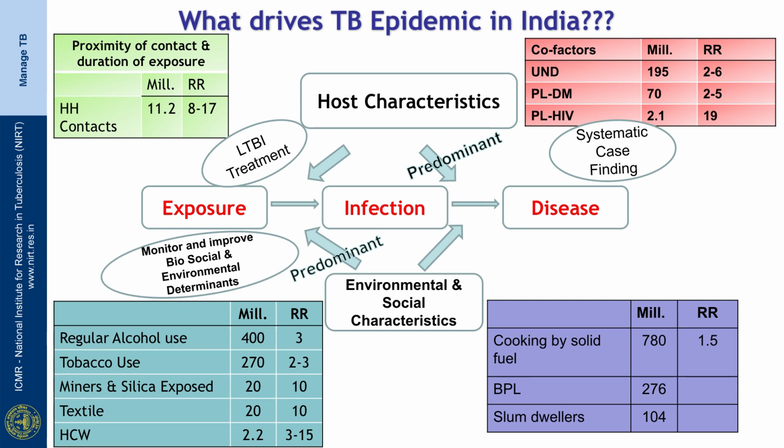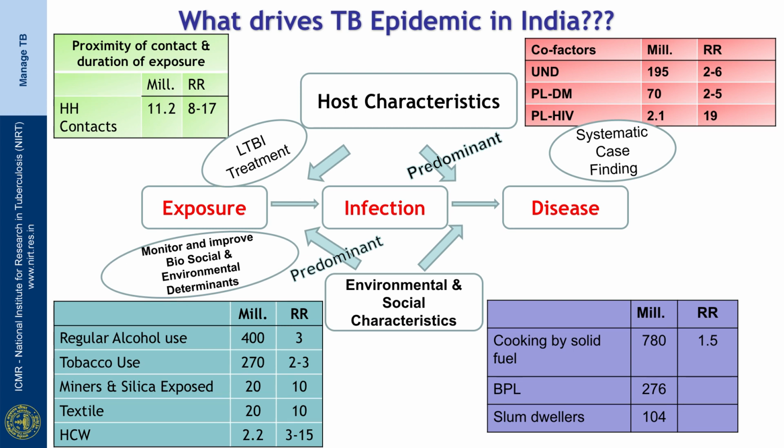There are certain occupations, like miners, those people who work in silica exposed industries, those exposed to organic textile dust, and healthcare workers who have much higher risk of TB compared to the normal population. Indoor air pollution affects 780 million population in this country, and they have 1.5 times the risk of TB disease compared to the general population.